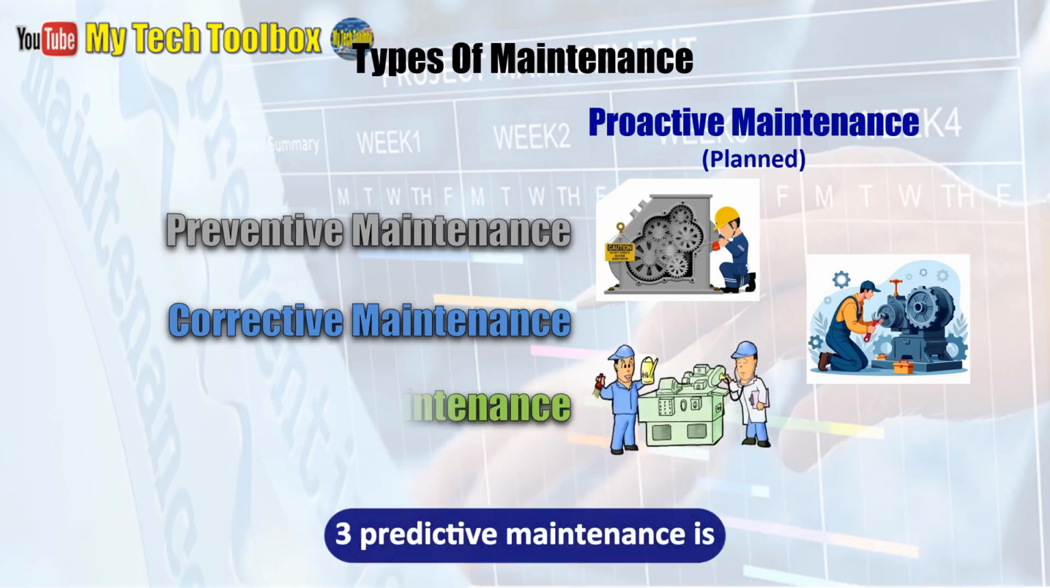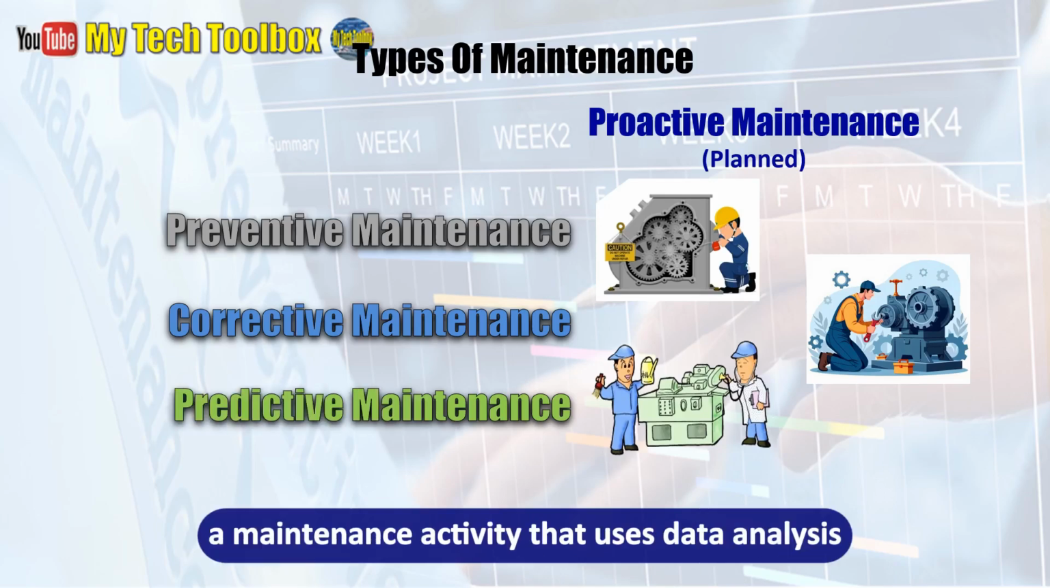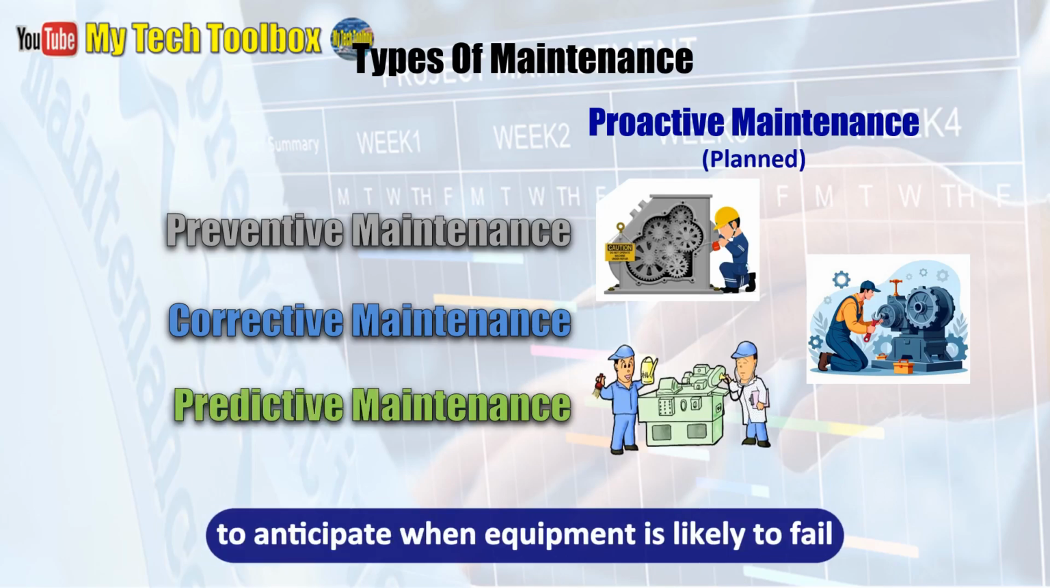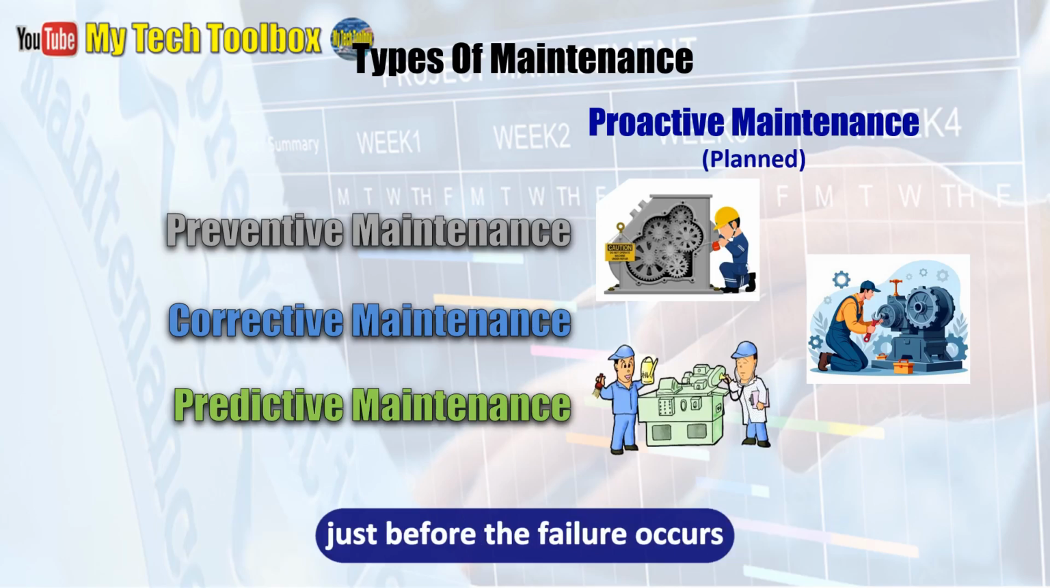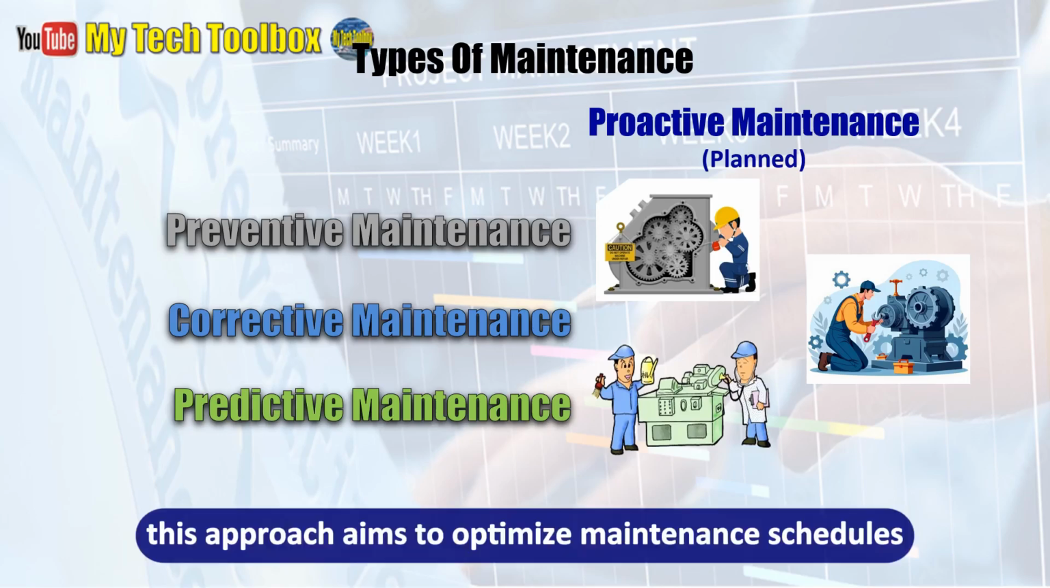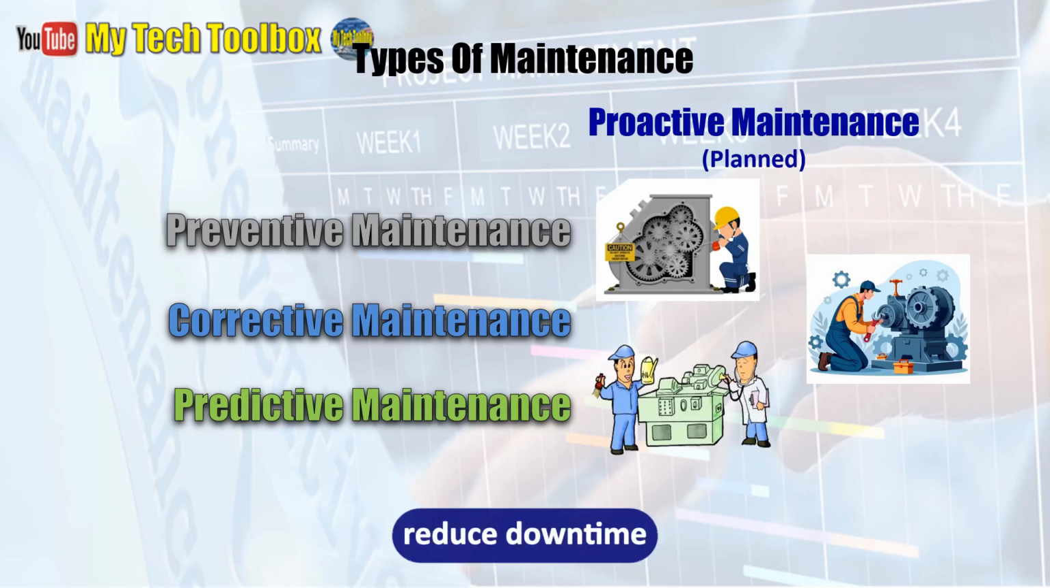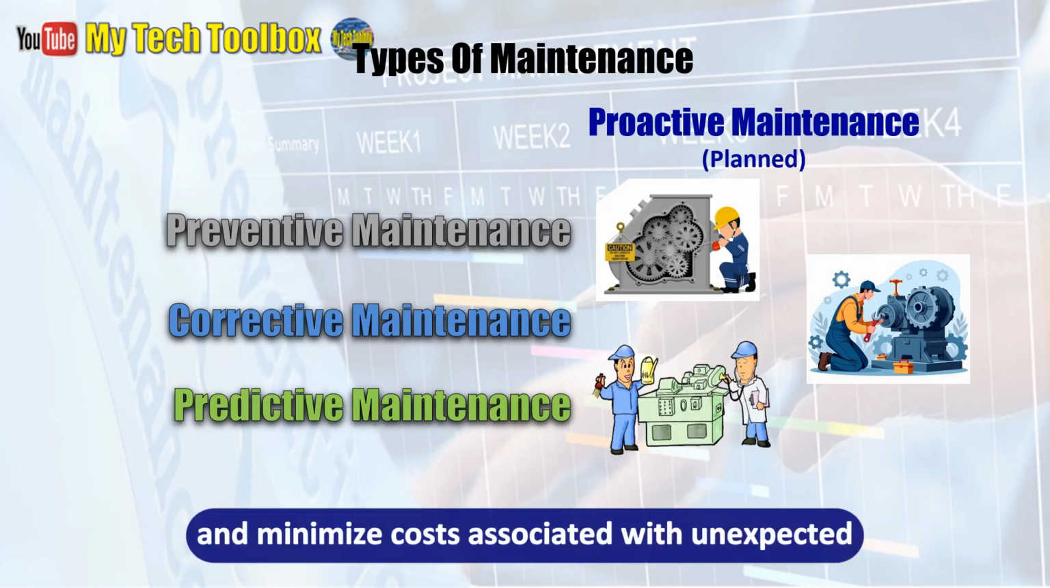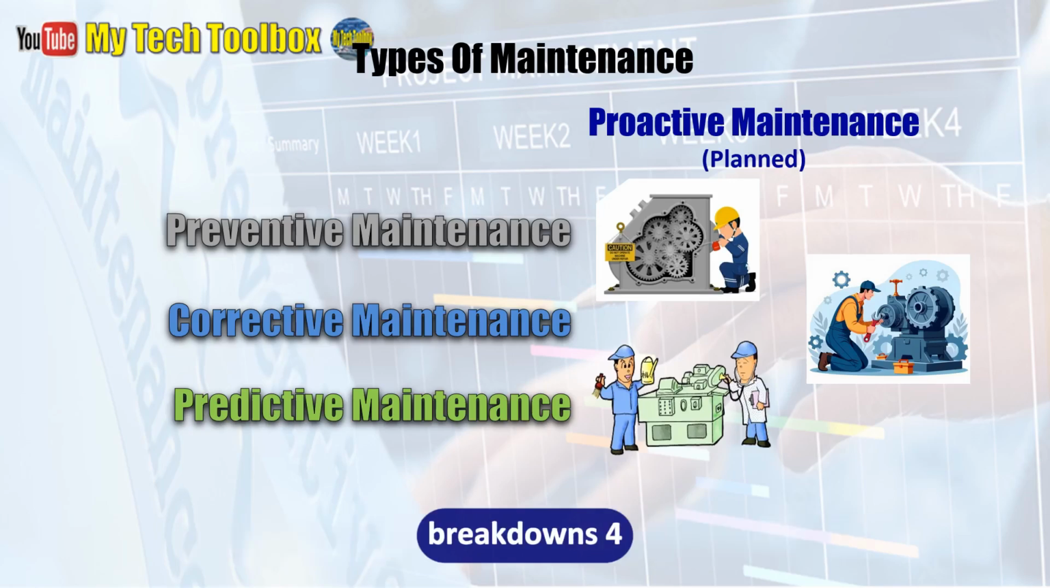3. Predictive maintenance is a maintenance activity that uses data analysis to anticipate when equipment is likely to fail, allowing for maintenance to be performed just before the failure occurs. This approach aims to optimize maintenance schedules, reduce downtime, and minimize costs associated with unexpected breakdowns.